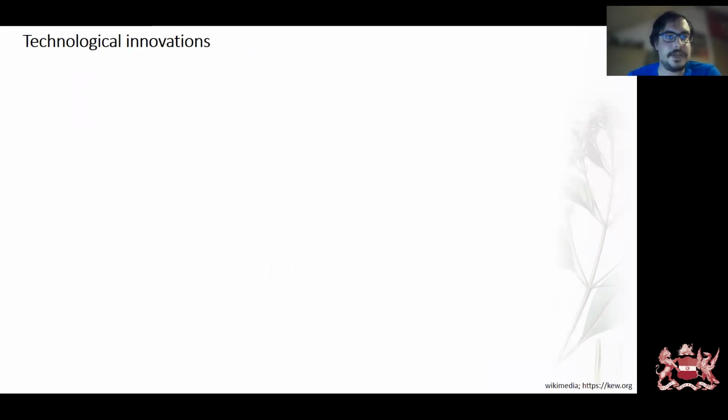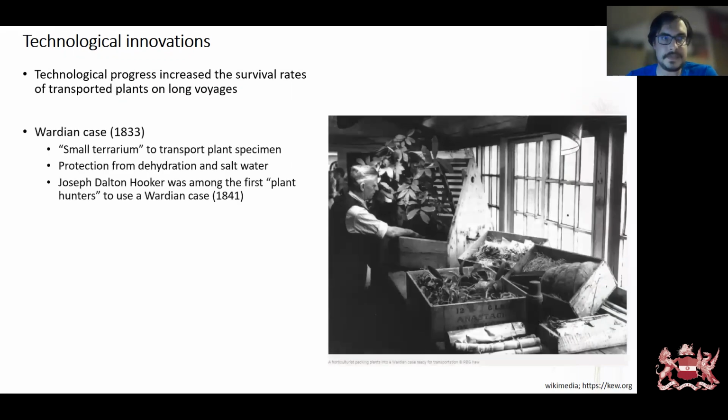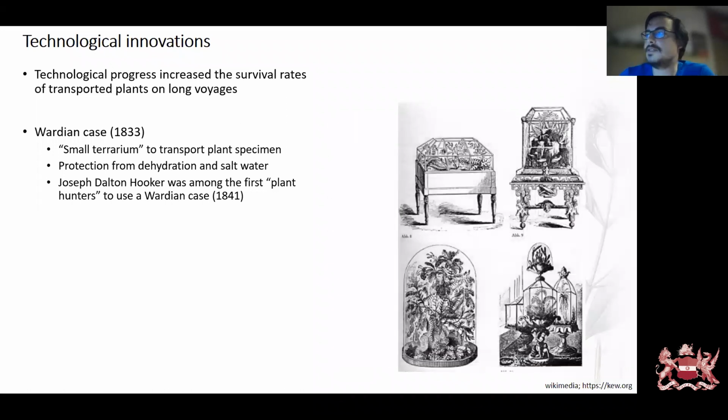Also, as a final point, I want to make clear that technological innovations very strongly shaped the exchange of plants and plant materials in the European empires. Technological progress especially increased the survival rates of transported plants on long voyages. One of these big inventions was the Wardian case in 1833, which is basically a small terrarium to transport plant specimens and helps to protect them from dehydration and saltwater on these long voyages. Joseph Dalton Hooker was among the first plant hunters to use a Wardian case.